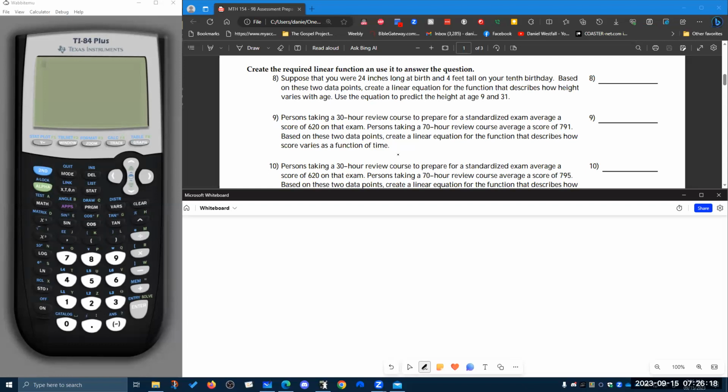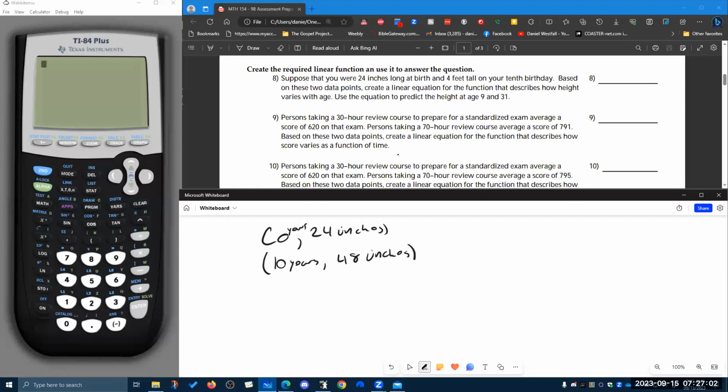But suppose that you were 24 inches long at birth and that you grow at some linear rate that we're going to call M. So I'm going to use two data points here. I'm going to say that at time equals 0, you were 24 inches, and that at time equals 10 years, you were 4 feet tall, which is 48 inches.